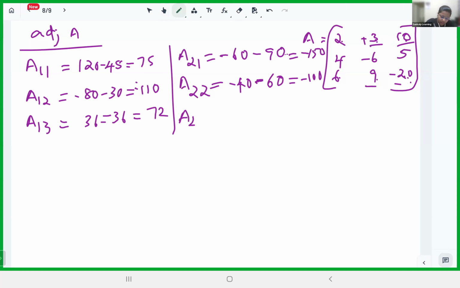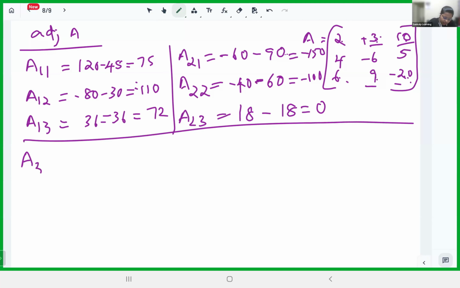And what is A23? A23 means you have to delete the second row and third column. So 2, 3, 6, 9 is remaining. So 2 into 9 is 18 minus 6 into 3 is 18. 18 minus 18 is 0. Right. Now, what about A31? A31 means it is the third row and first column. So that is 3 into 5 is 15. Then minus 6 into 10, that is minus 60, right? That is 15 plus 60, that is equal to 75.